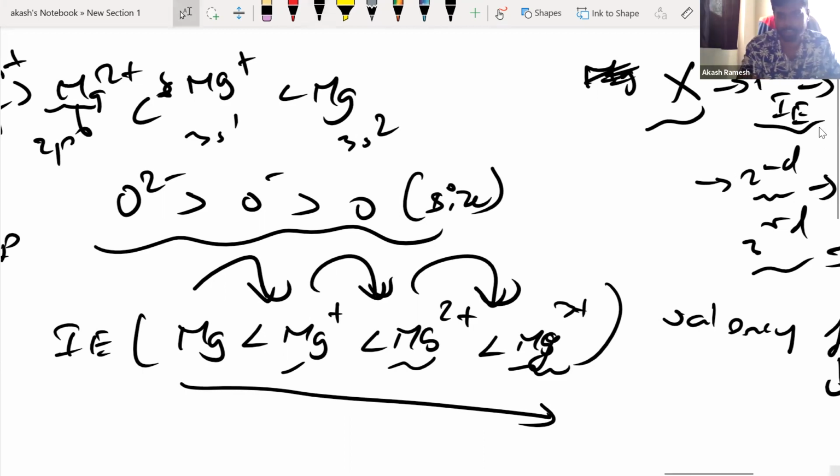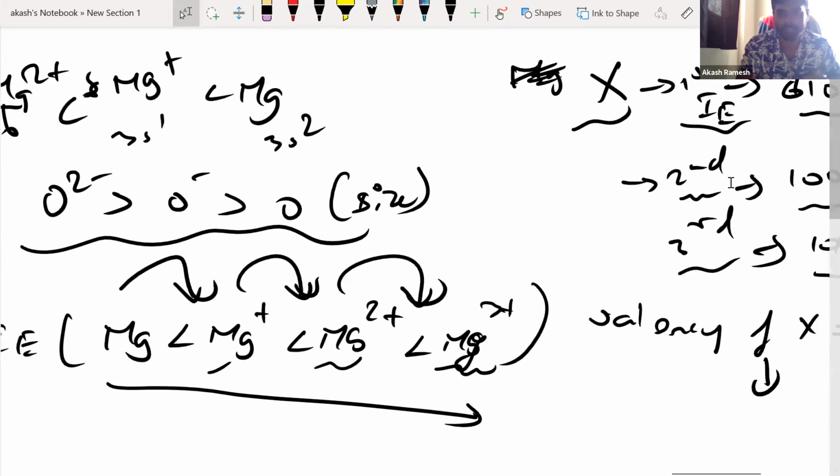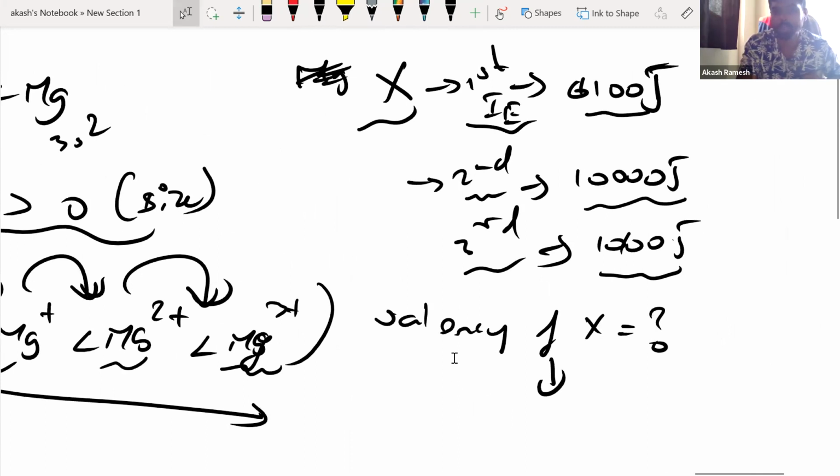And meanwhile, guys, depending on the data which I give you, I'm asking you, what is the valency of X? Or I would say, how many valence electrons are present? No, it's better that I write only the valency. What is the valency of X? You can put the answers in the chat box.